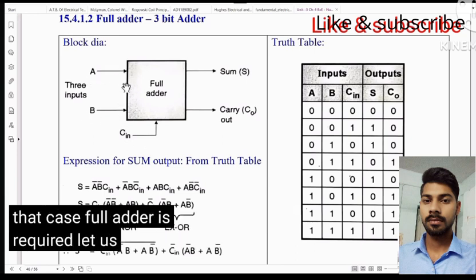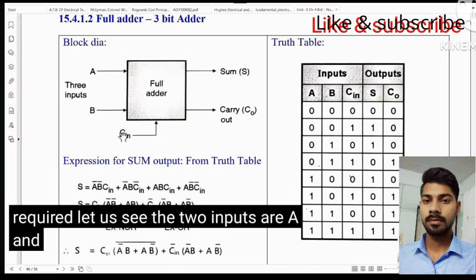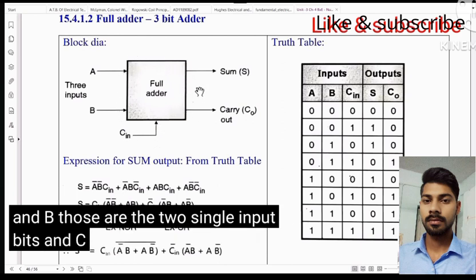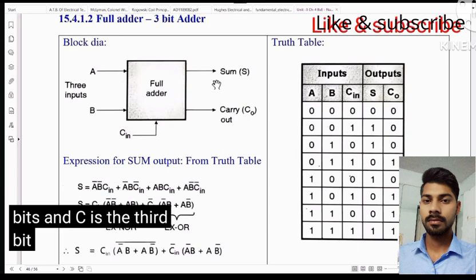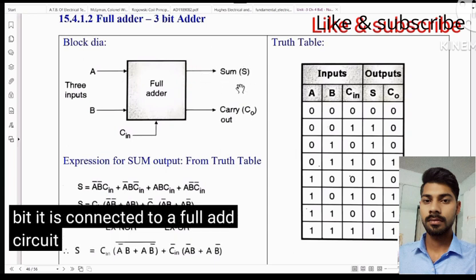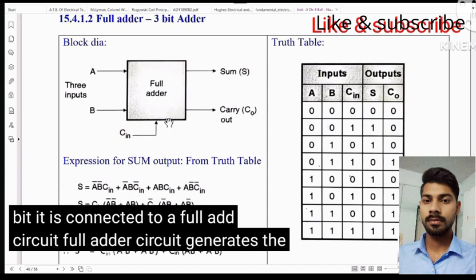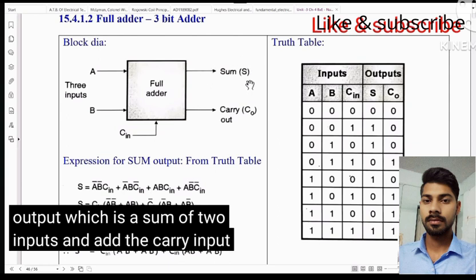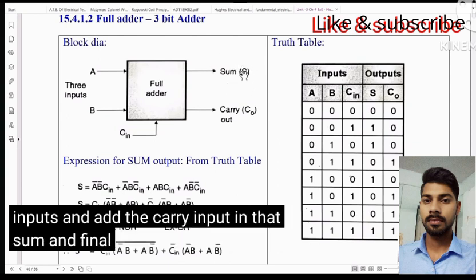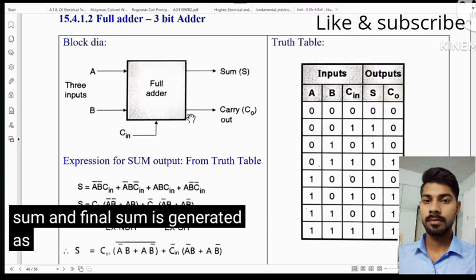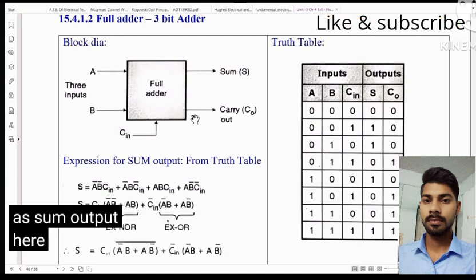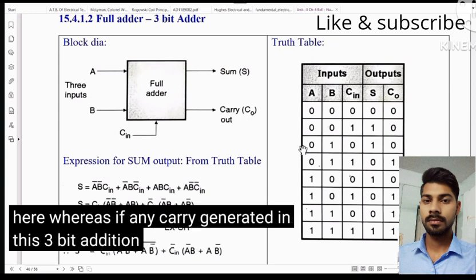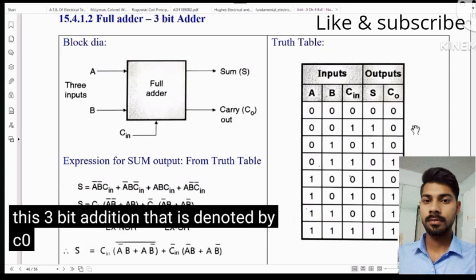required. Let us see. The two inputs are A and B. Those are the two single input bits. And C is the third bit. It is connected to a full adder circuit. Full adder circuit generates the output, which is a sum of two inputs, and adds the carry input to that sum. And the final sum is generated as the sum output here. Whereas if any carry is generated in this 3-bit addition, that is denoted by C0 output.